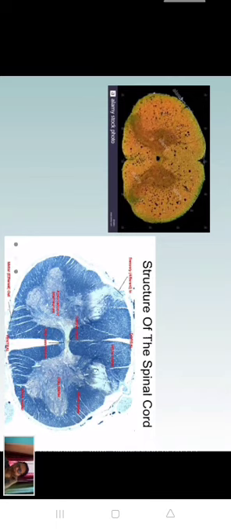So this side, you see, this is the posterior gray horn. This is the gray matter. This is the white matter. This is the posterior gray horn. This is the anterior gray horn. Lateral gray horn is not shown here. Posterior and anterior gray horn.